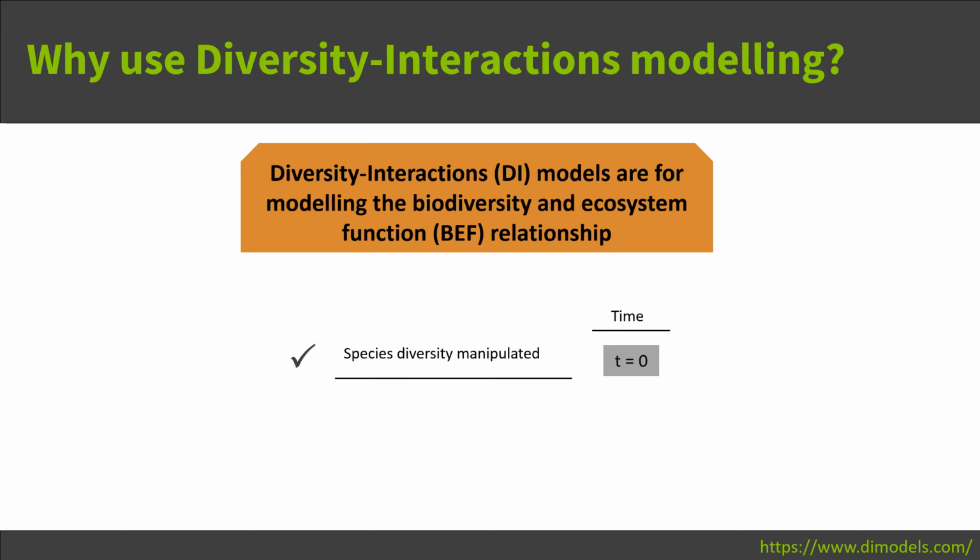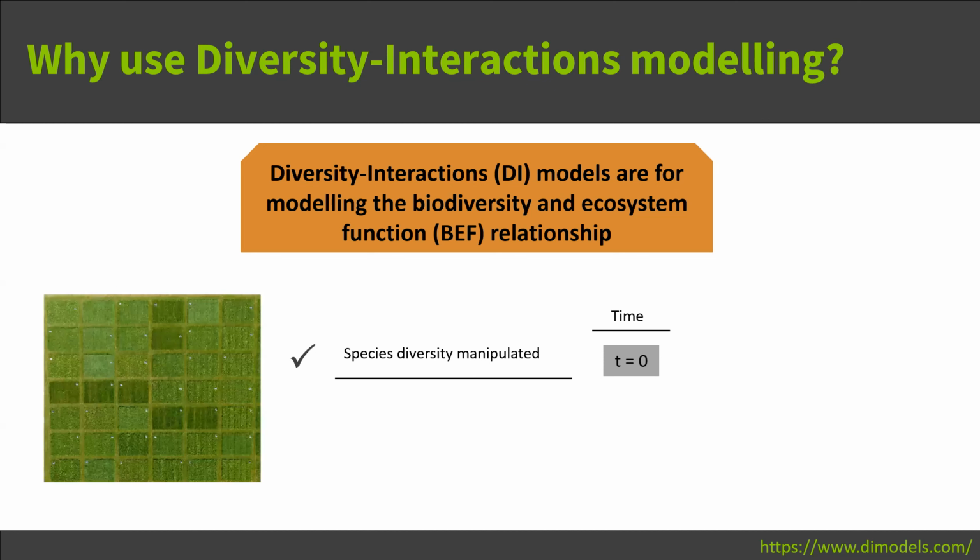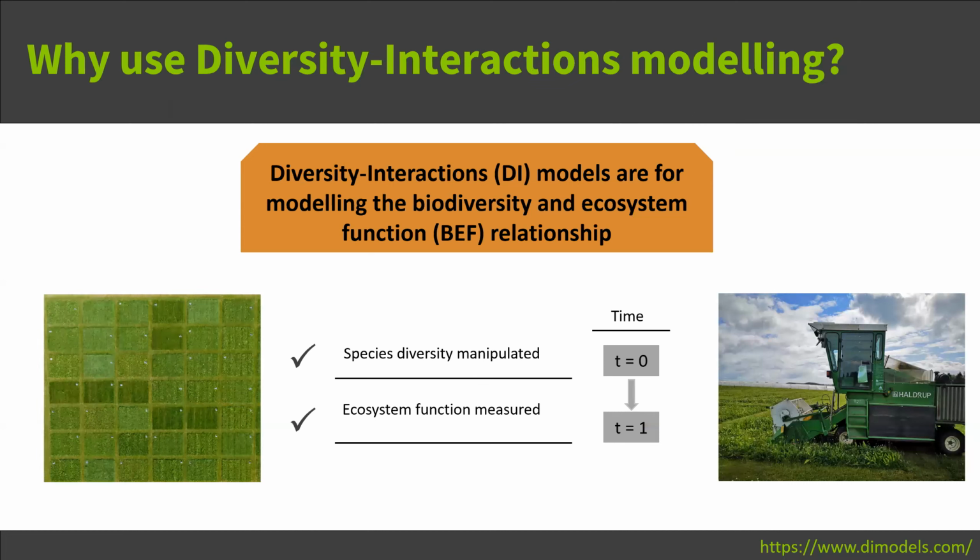At the start of a BEF experiment, species diversity is typically manipulated across the experimental units. For example, in a grassland BEF field experiment, species will be sown at different levels of diversity across the plots in the field. At a later point in time, the ecosystem function or the response will be measured. In a grassland system, this might, for example, be harvested yield.